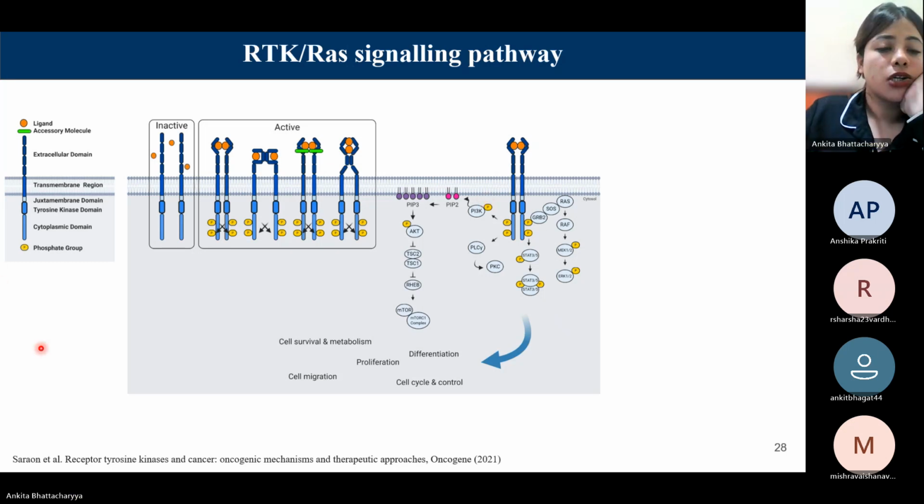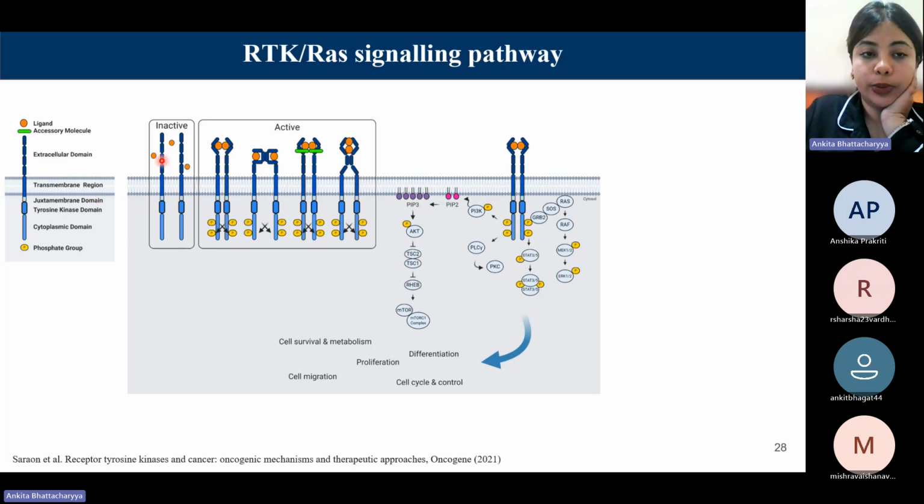So this is your two inactive monomers, which are present under normal circumstances. This is actually a better diagram for understanding as well. You see this is a ligand, accessory molecules, extracellular domain, transmembrane, juxtamembrane, tyrosine kinase, cytoplasmic domain, and phosphate group. So these are the different ways in which you can visualize the active receptor to which the ligand has bound. And what you see indicated as the cross shows trans-autophosphorylation.